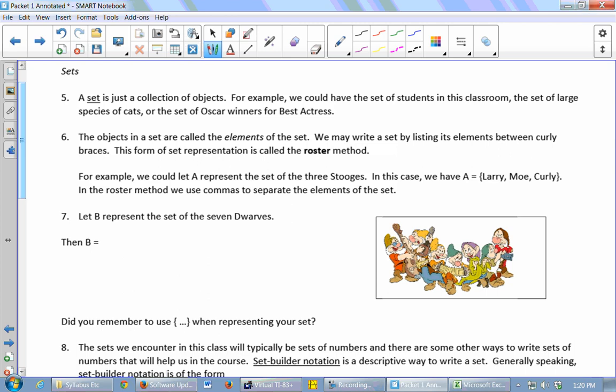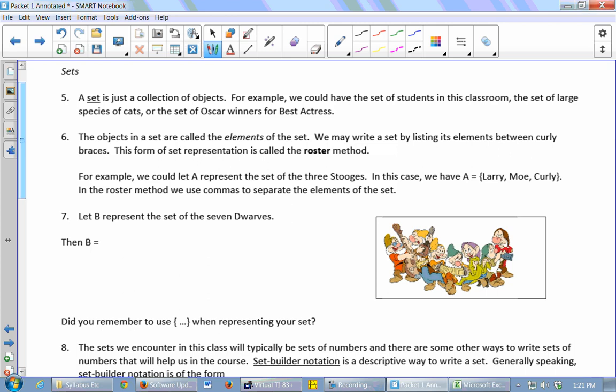The objects in a set are called the elements of a set, and you can write a set by listing its elements between curly brackets. And we call that the roster method. So for example, if we let A represent the set of the Three Stooges, then A is the set listed out Larry, Moe, and Curly, and you put them all in curly brackets, separated by commas.